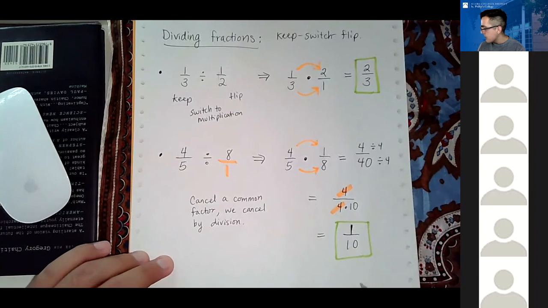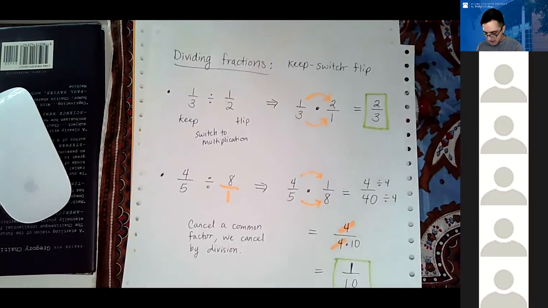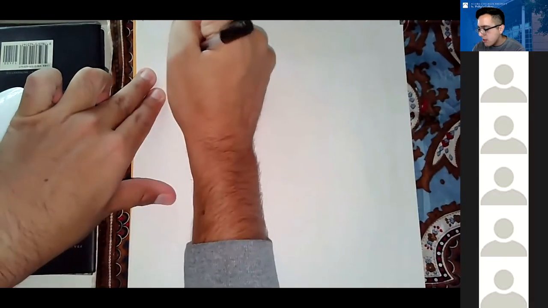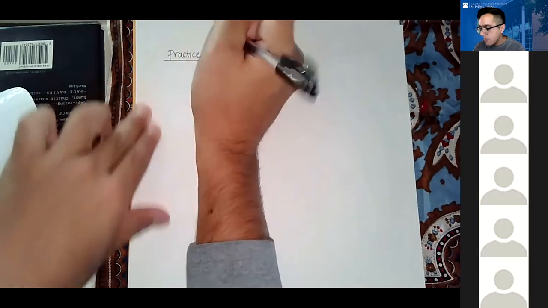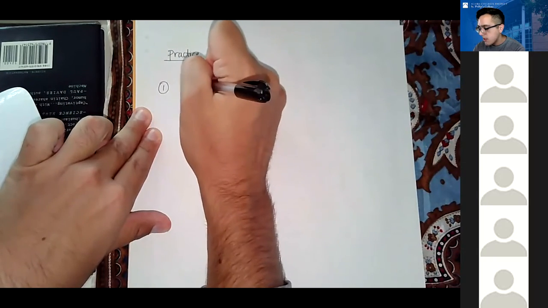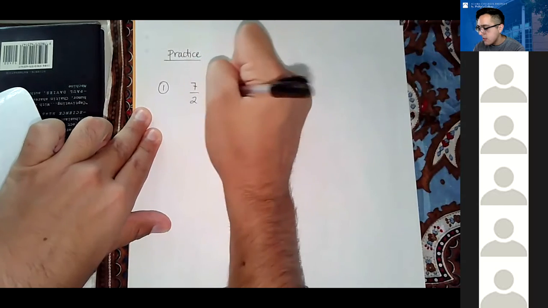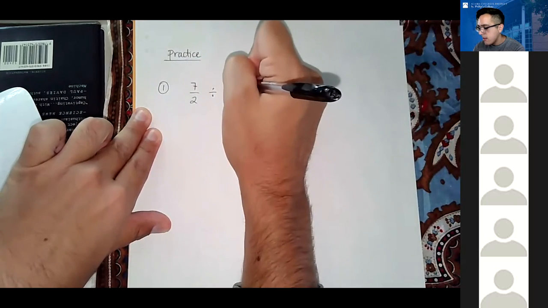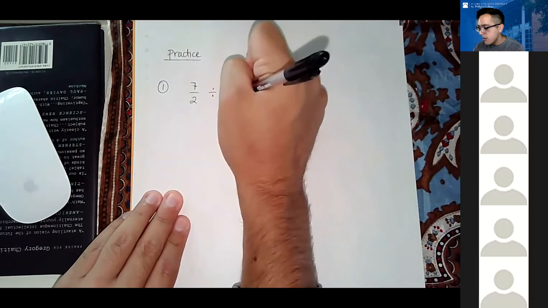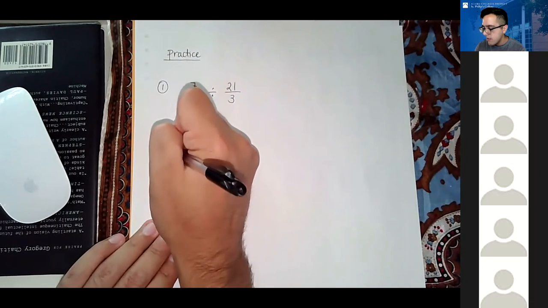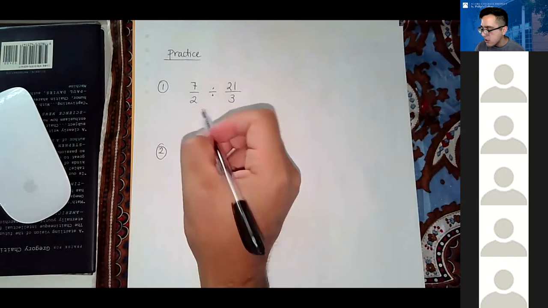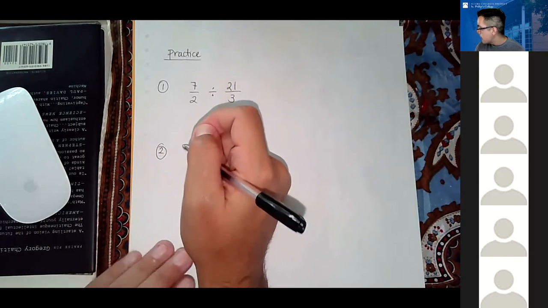Let's take a look at another example. Let's go with 7/2 divided by 21/3. I'm going to come up with some more problems, but you guys can go ahead and jump into these and try to solve them.